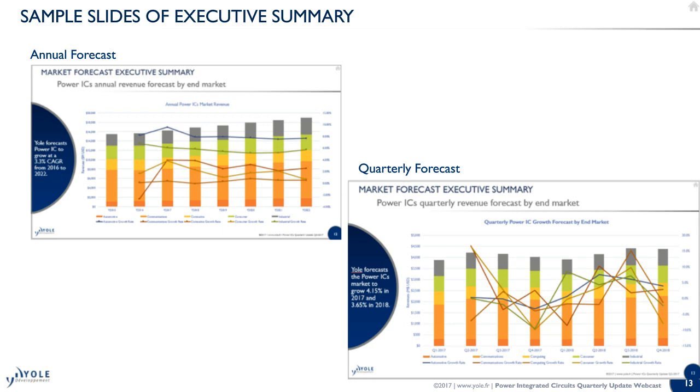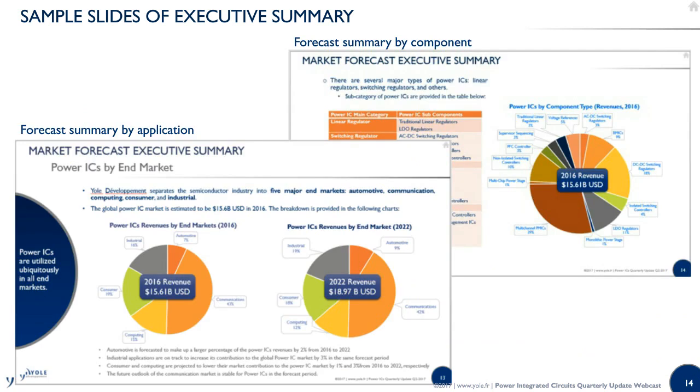For the macro basis, we also provide a device breakdown by end market, how the 5 major end markets are going to impact the power IC. If you are a customer of Yole, you know we emphasize the industrial as well as automotive market. We see tremendous growth potential from those 2 end markets. We'll give you a percentage of how the entire landscape is going to change between the year 2016 and the year 2020. Besides the end market on an application level, we also provide a component level.